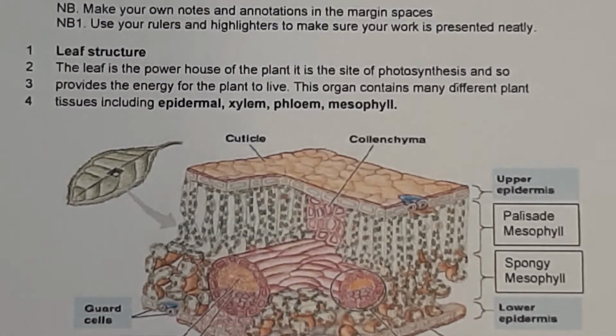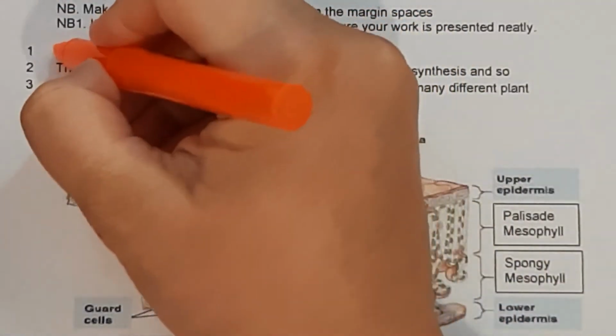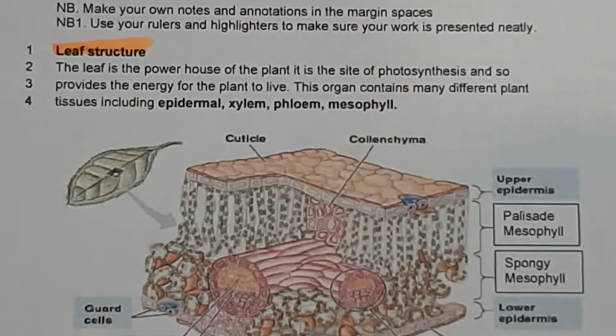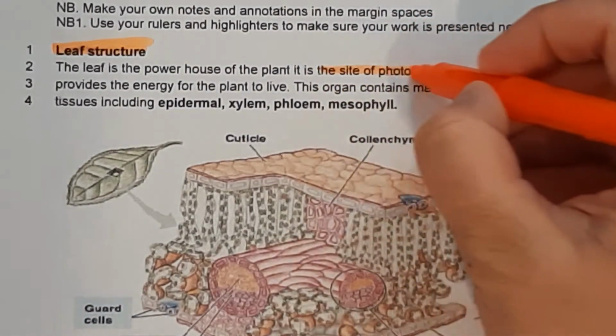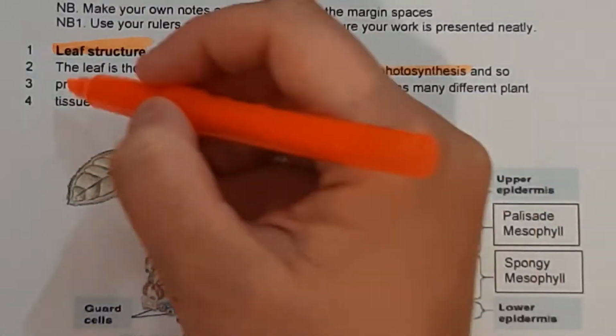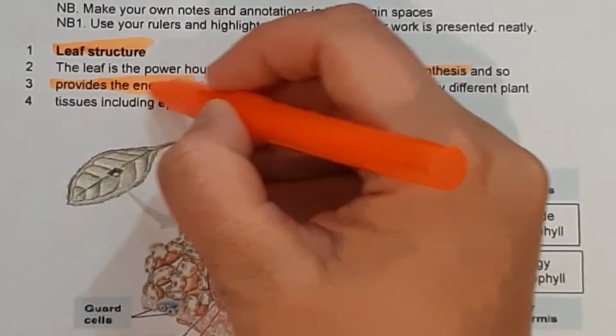Leaf structure. So the leaf is the powerhouse of the plant. That means it's where the plant gets all its energy. Okay, it's the site of photosynthesis. It provides the energy for the plant to live.